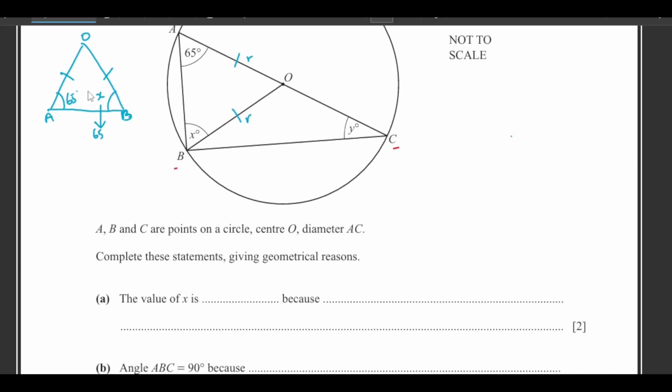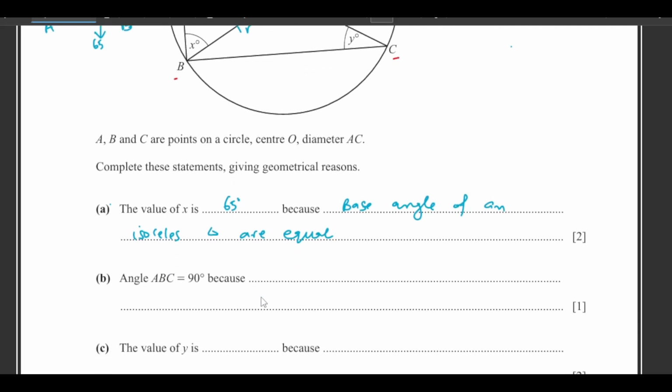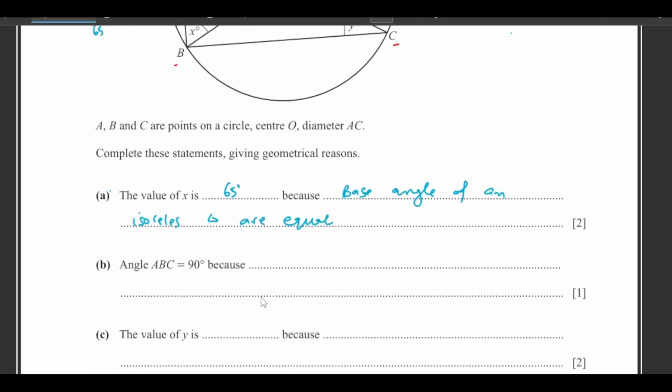So, I will write here: x is 65 degrees because base angles of an isosceles triangle are equal, right? So, this is our A part, 2 marks. 1 mark will be for the value of x and 1 is for the reason that you write.